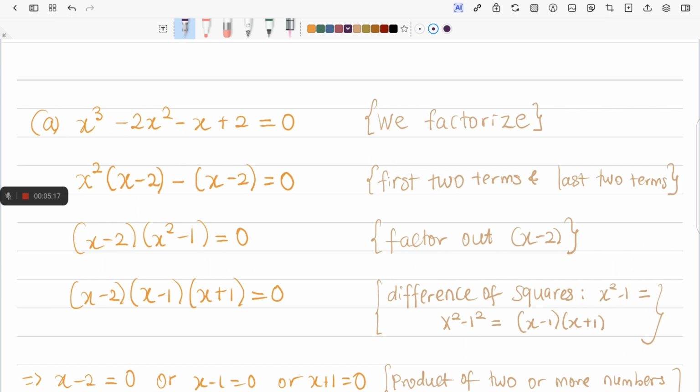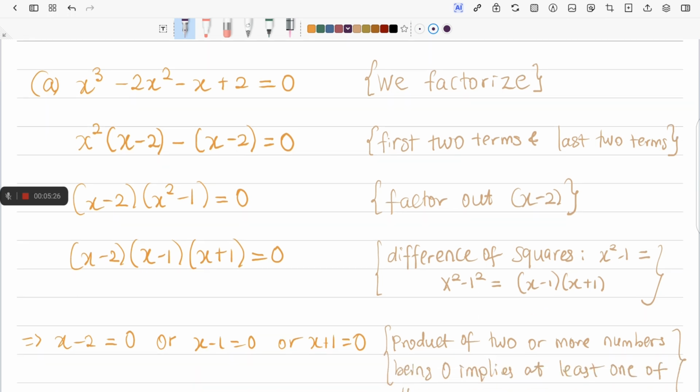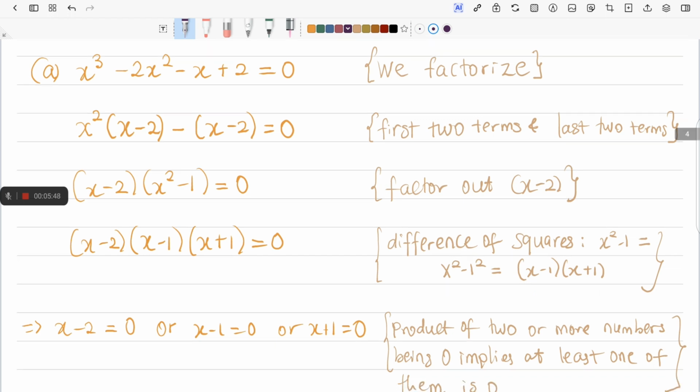We factorize. So we factor out x squared from the first two terms and then just a minus 1 from the last two terms. So we now have x squared in brackets x minus 2, minus x minus 2 in brackets. And now we have x minus 2 common to both terms, and then we factor out x minus 2 again. So that leaves us with x minus 2 in brackets x squared minus 1, and all of this is equal to 0.